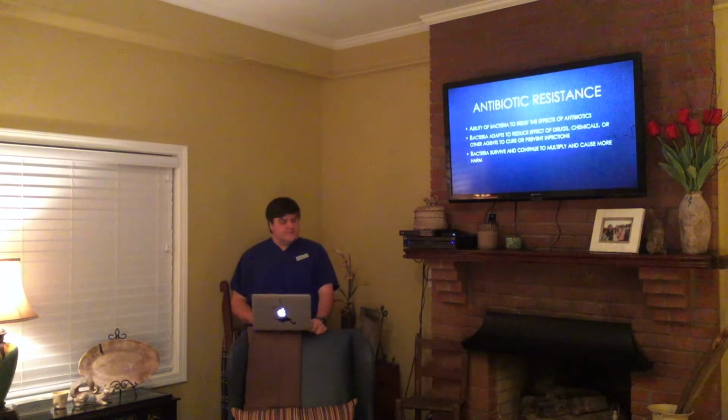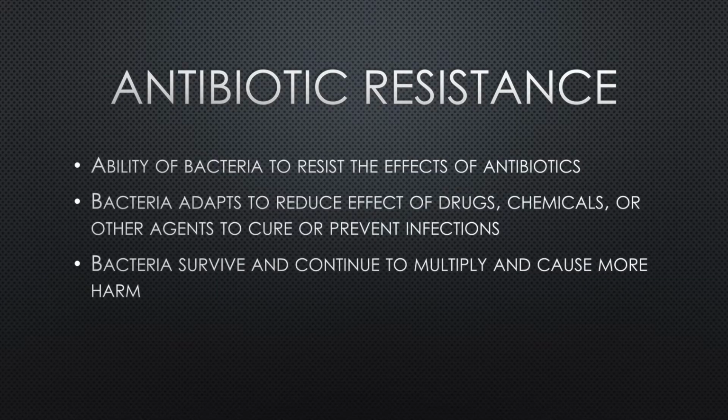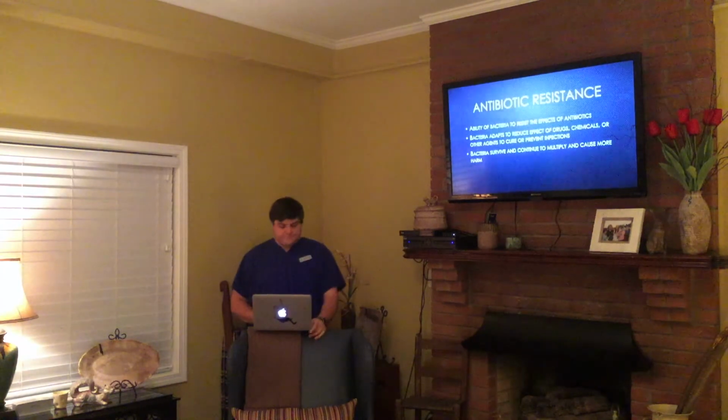So what is antibiotic resistance, and how can it occur? Antibiotic resistance is the ability of bacteria to resist the effects of antibiotics. What it means is that bacteria adapt to reduce the effects of drugs, chemicals, or other agents meant to cure or prevent infections. Bacteria can survive and continue to multiply and cause more harm. The antibiotics that you take can also affect the good bacteria and lower your ability to fight off infections later.